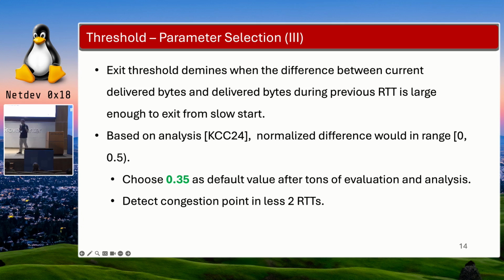If you don't have any drop, you don't have ACK timeout, you don't have retransmission, in this case you will have the value 0.5. But if you don't, before you reach the capacity, the normalized difference should be 0. So after rounds of evaluation and experiments, we choose 0.5 to detect congestion. In this way, we can detect congestion in less than 2 RTT.